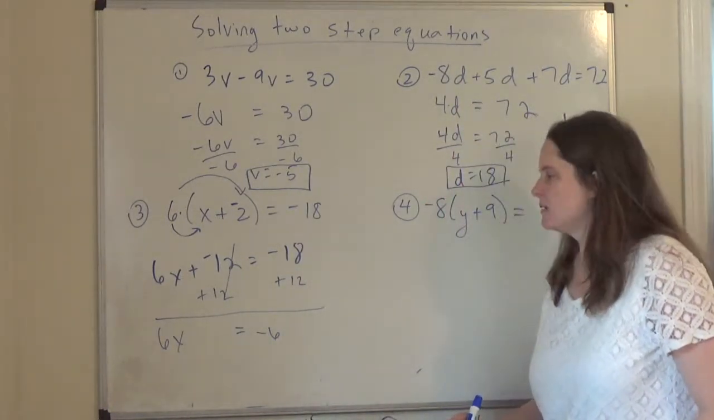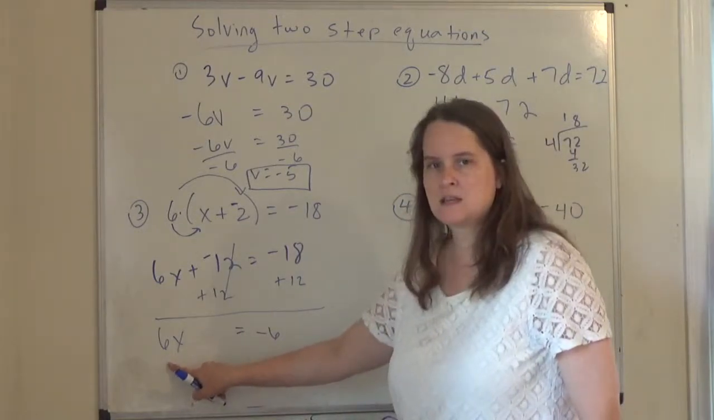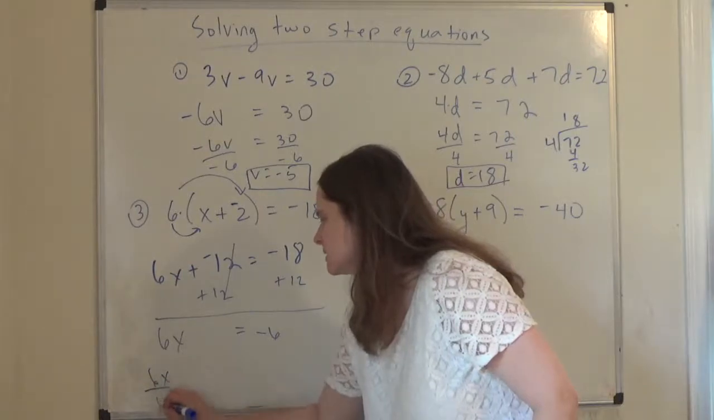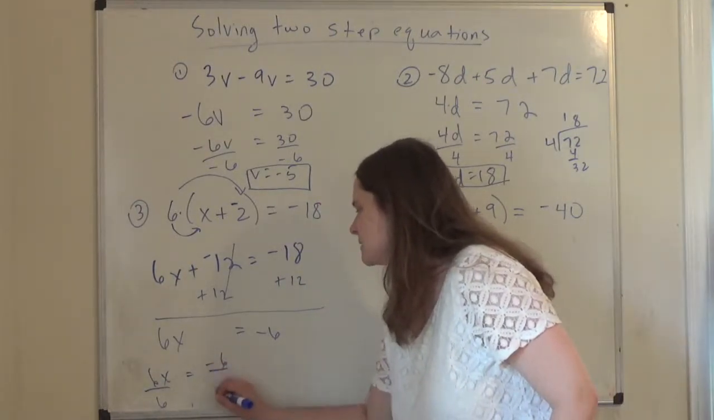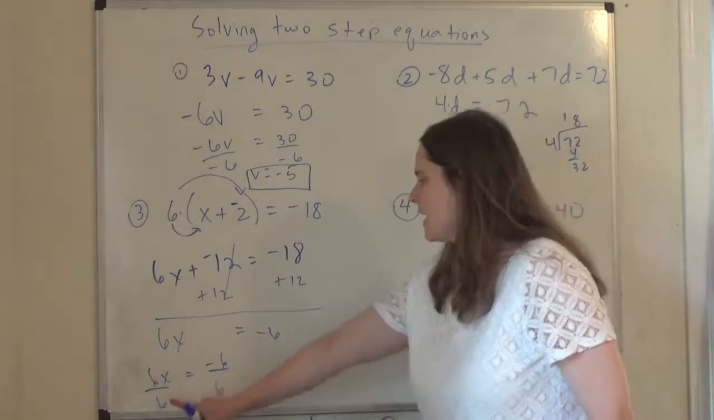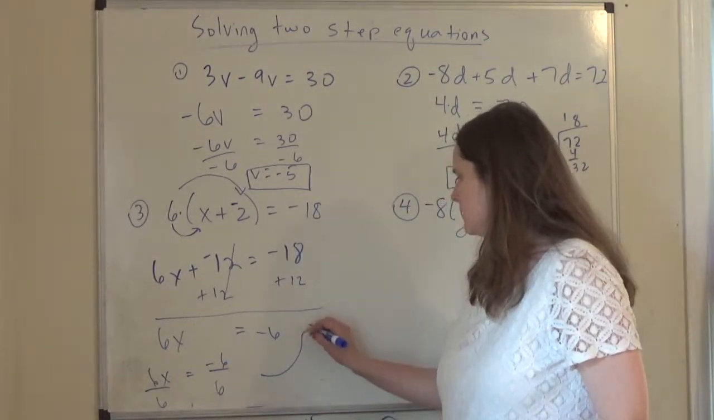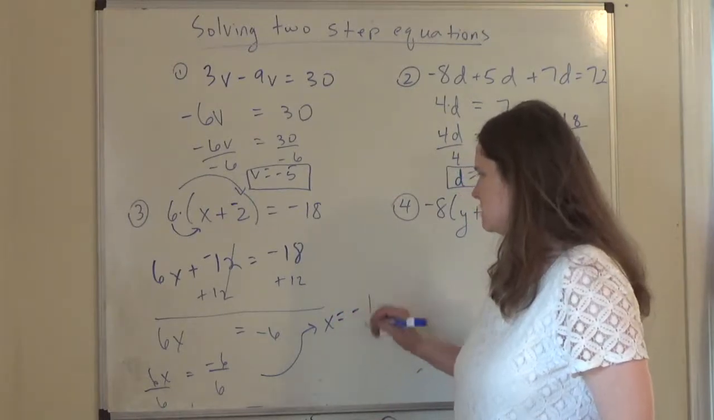And now I want to divide both sides by this 6. The inverse operation I need is division. So 6x divided by 6 equals negative 6 divided by 6. So that gives me 1x equals, and that's negative 1. So I got x equals negative 1.